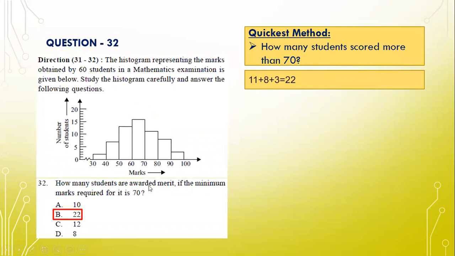How many students are awarded merit if the minimum marks required for it are 70? So how many students scored more than 70? Between 70 to 80 is about 11. Between 80 to 90 is about 8, and between 90 to 100 is about 3 students. So how many students scored more than 70? 11 plus 8 plus 3 is 22. So 22 students scored more than 70.